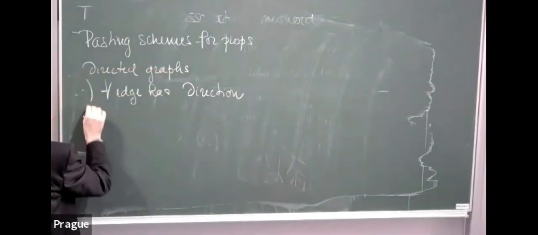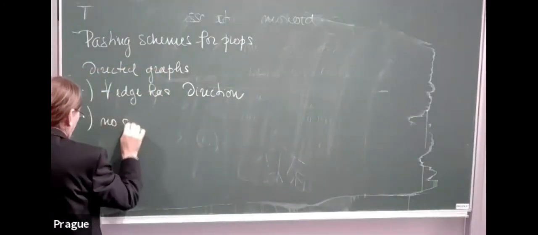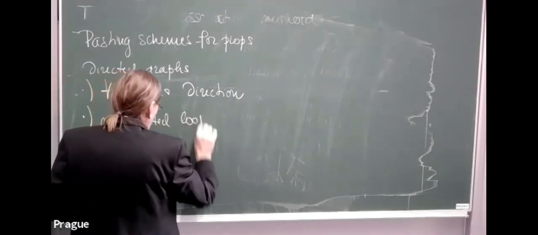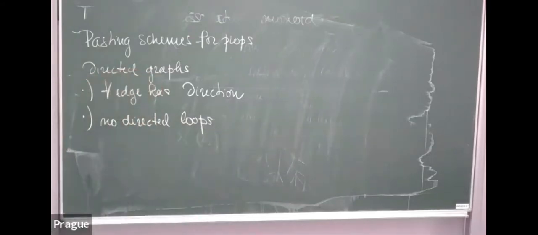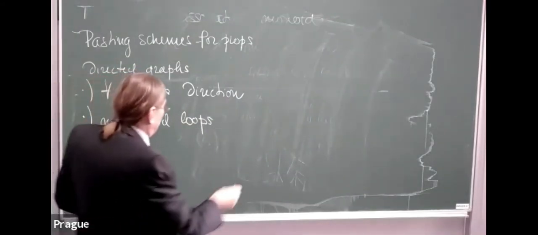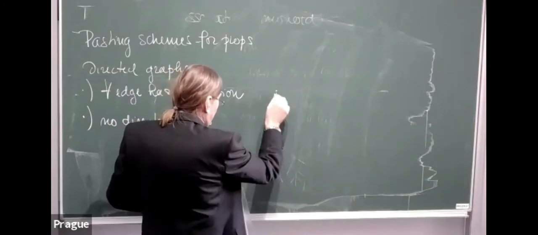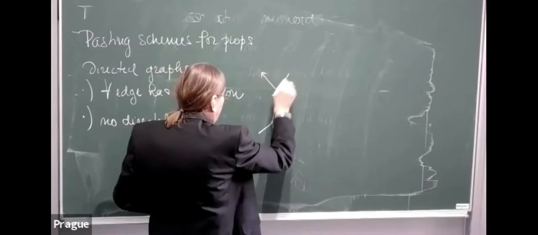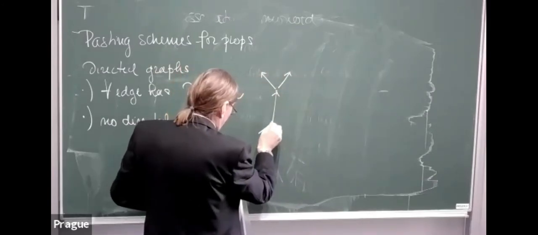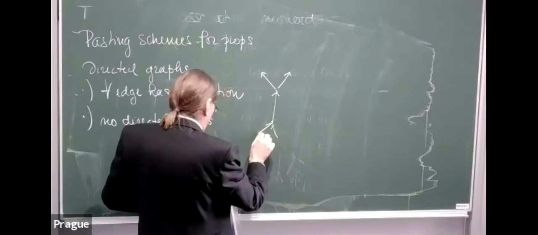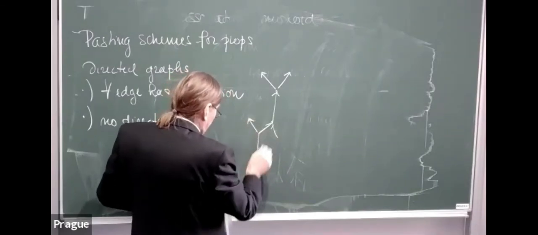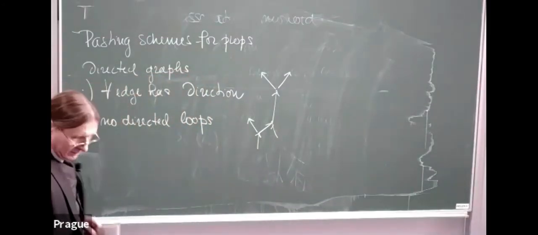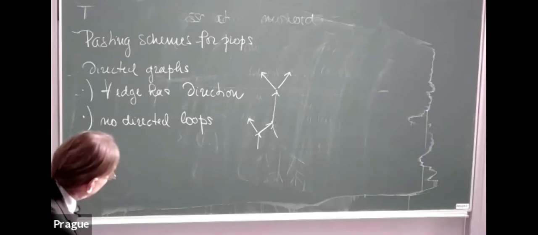And there are no directed loops. No directed loops. So I believe it's quite obvious. So they are graphs like this. Okay, something more fancy, I don't know. Graphs like this, but as I say, directed loops are not allowed.